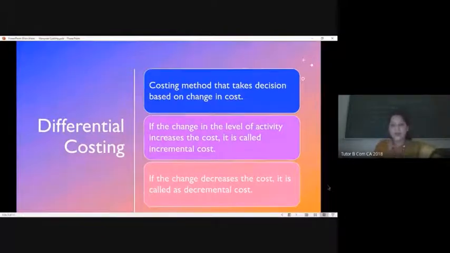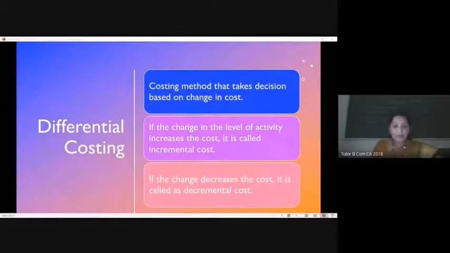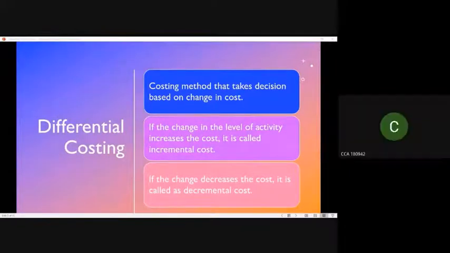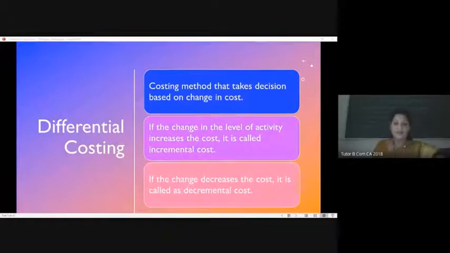So we have, am I audible? Am I audible? Yes, miss. Yes. Okay, here there is the power failure. That's why I asked. Right.